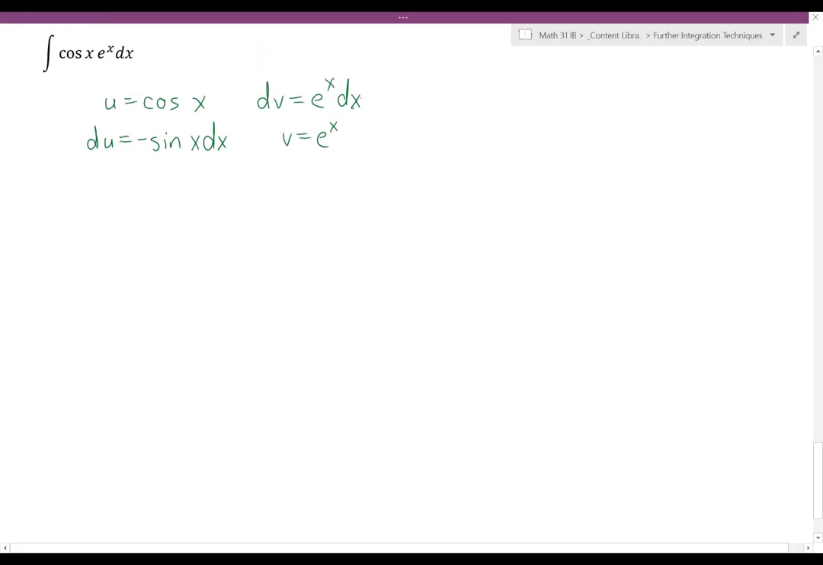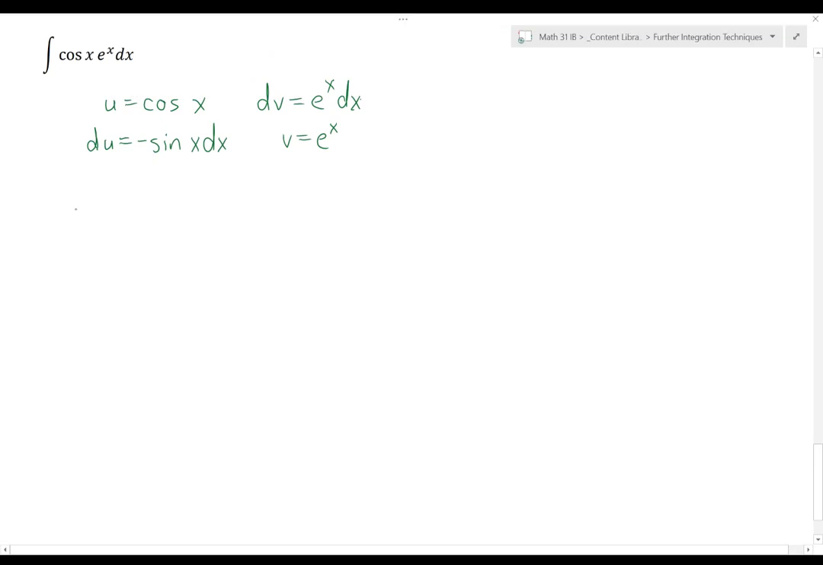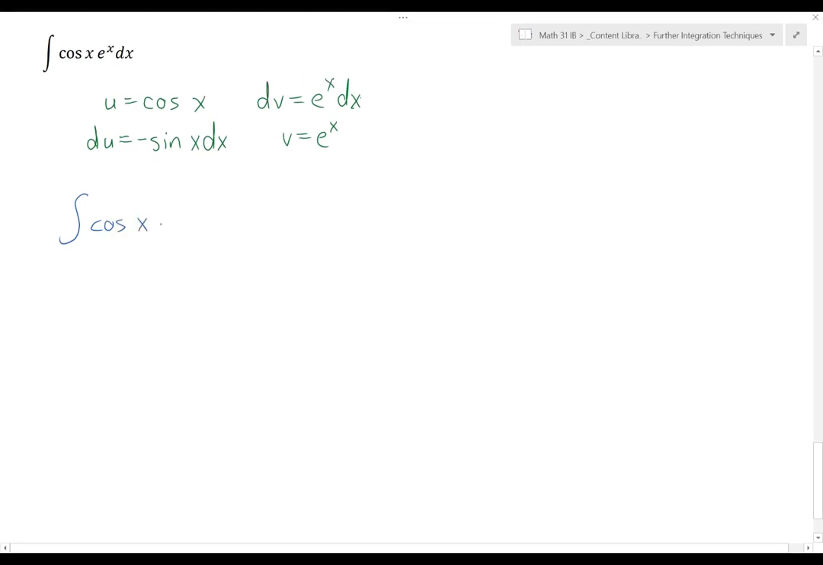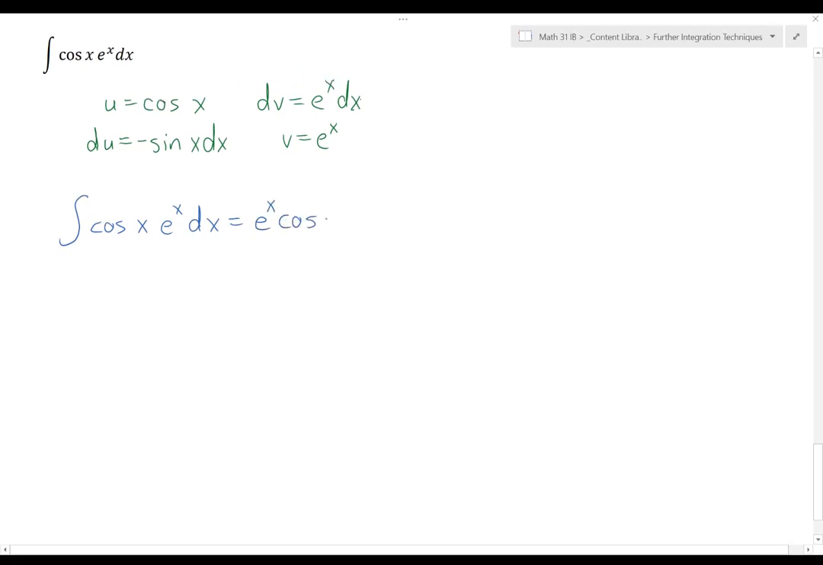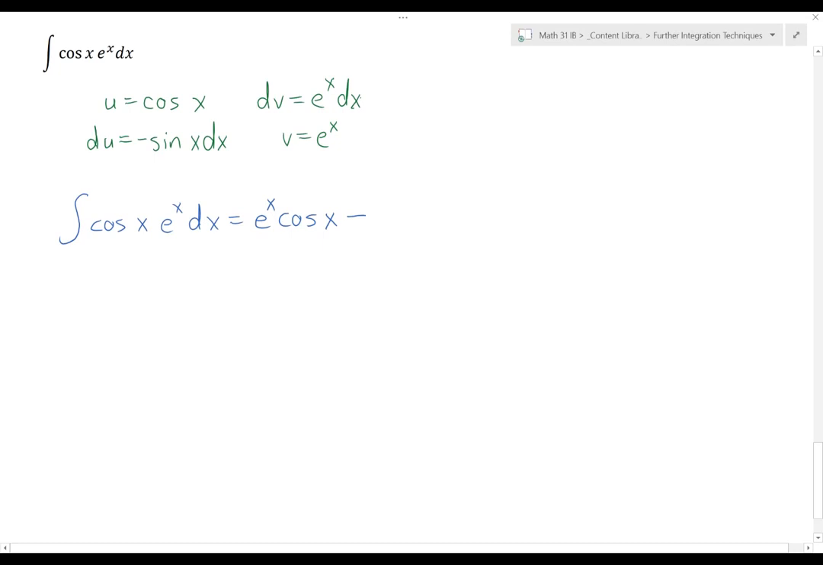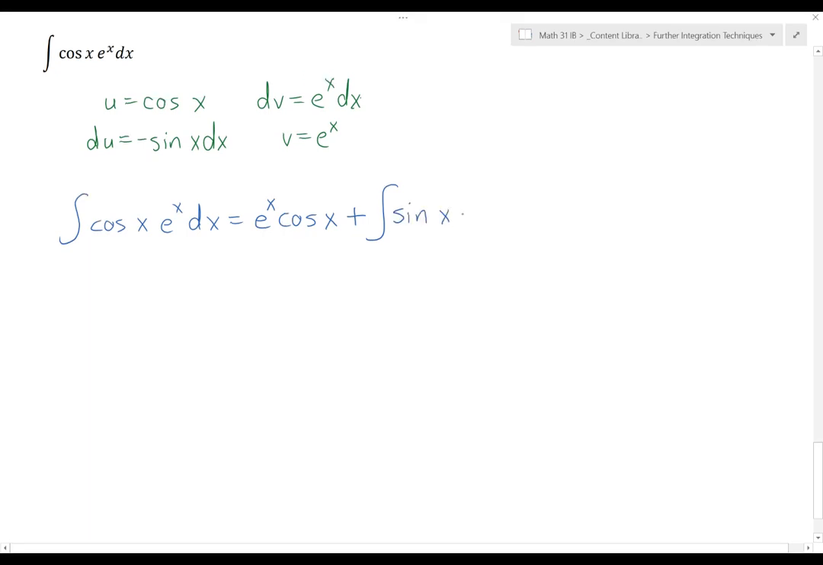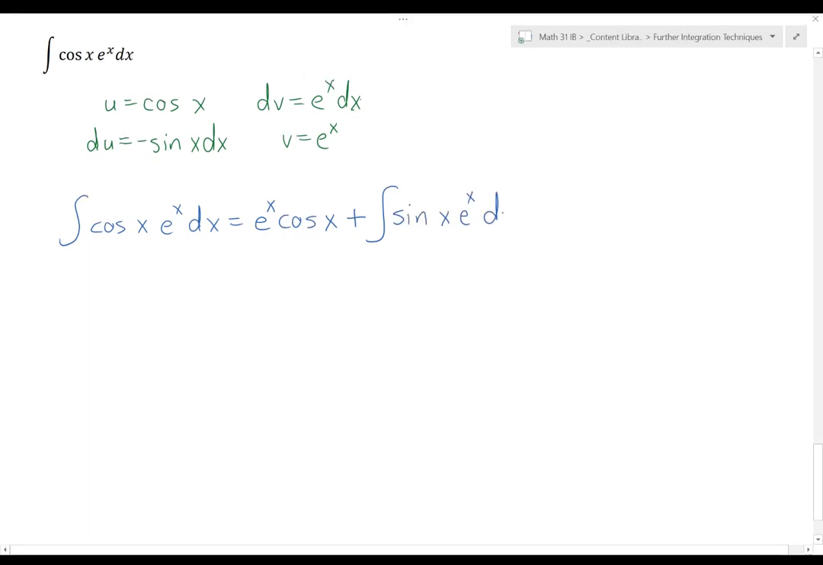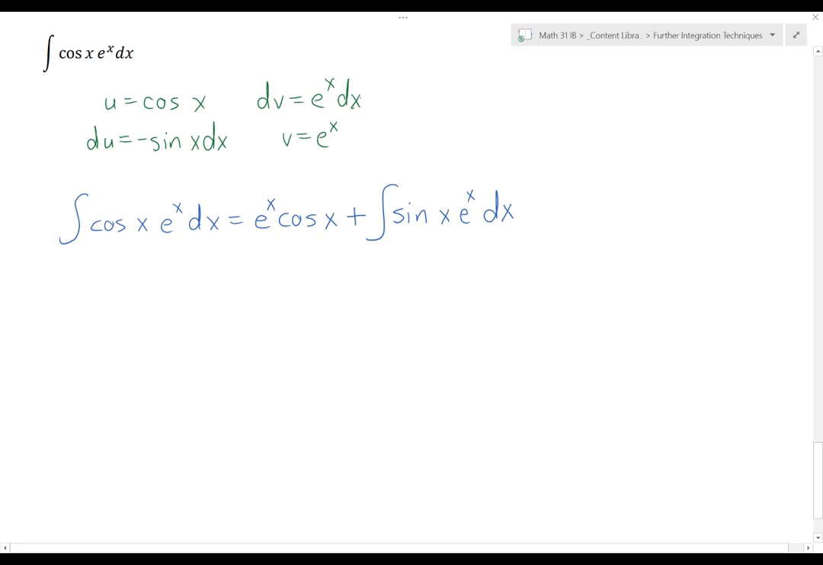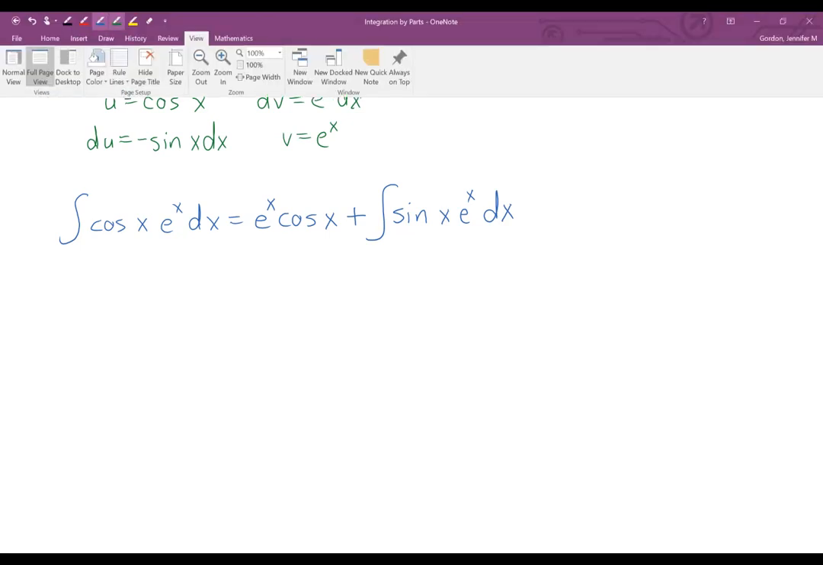All right, I'm going to stick these into the formula. So I've got the integral of cos x e to the x dx equals e to the x cos x. I don't know why I just switched orders there, but I did for some reason. Minus, which is actually going to become plus because I have a negative sine x. So plus the integral of sine x e to the x dx. All right, well, this hasn't really gotten me any closer. I'm still stuck with something I don't know how to integrate, so I'm going to do integration by parts again.